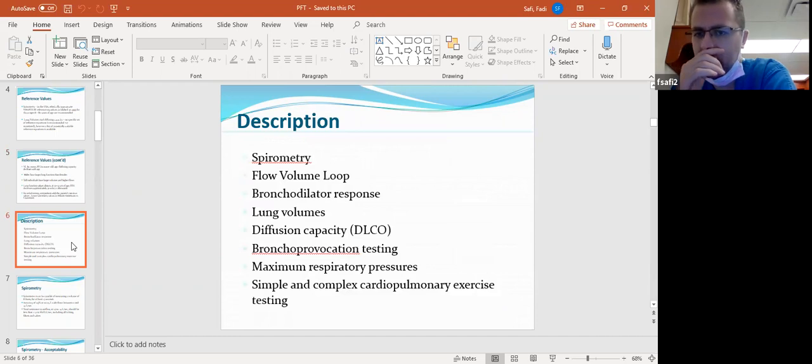So what does the pulmonary function test entail? The pulmonary function test entails around 6 or 7 components, and each component, you do it and you interpret sequentially to each other.